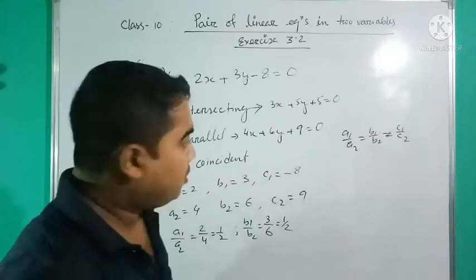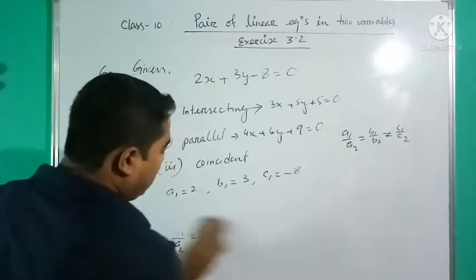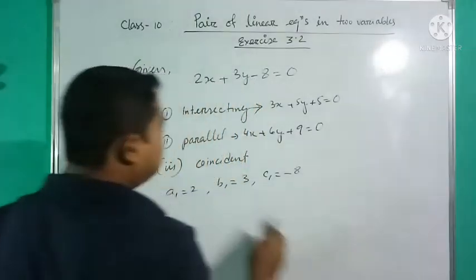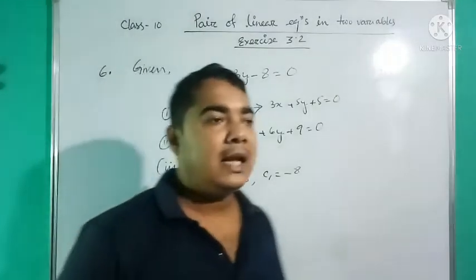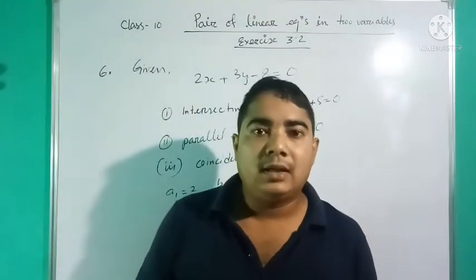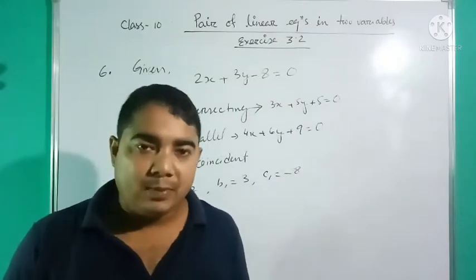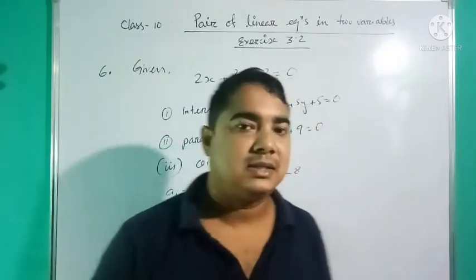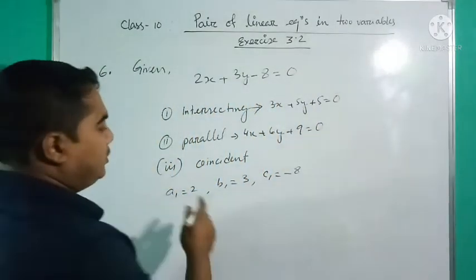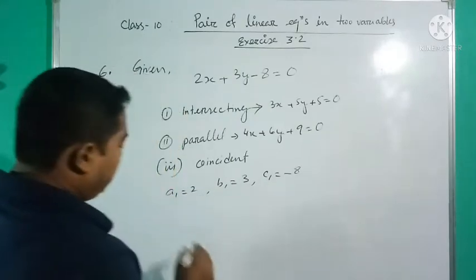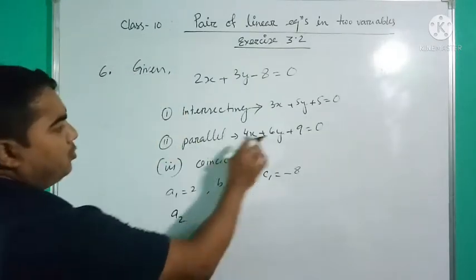Okay, next condition number 3, coincident. Coincident means one line lies on the other. When a1 by a2 equals b1 by b2 equals c1 by c2, all ratios are the same. Same as question number 2, we will plot the same values.